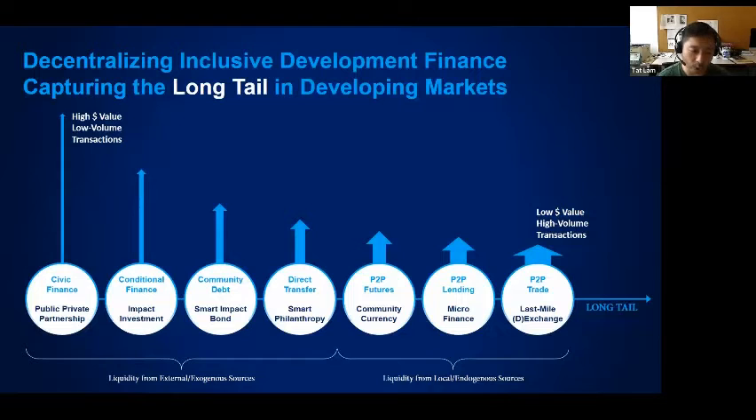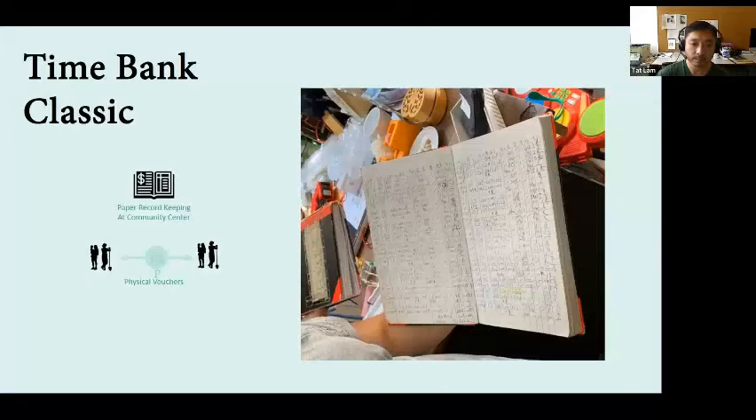Community debt is what I just mentioned about the social impact bond, that community creating a debt that everybody puts in their own money, and eventually either a philanthropic foundation or governments pay back everybody. Conditional finance becomes more like the impact investments, and at the end of it is really the private-public partnership, which is about a civic finance.